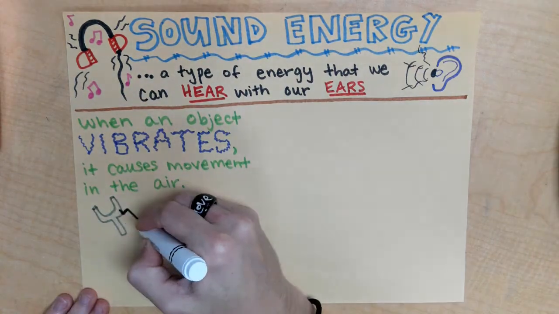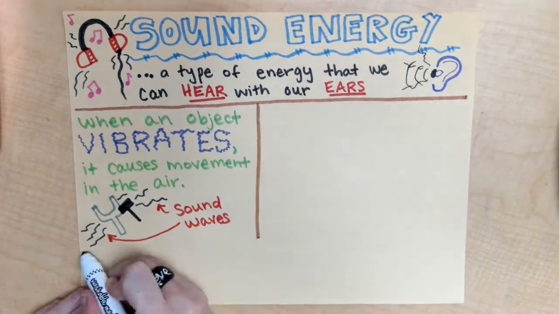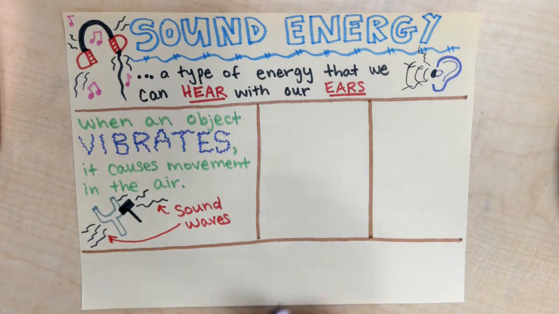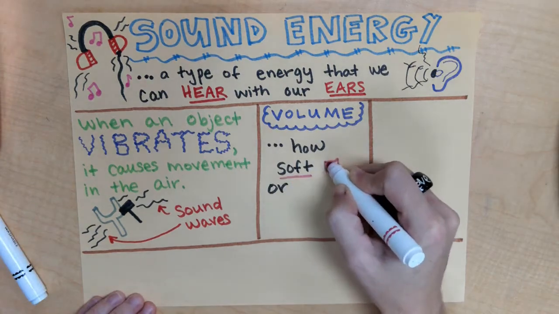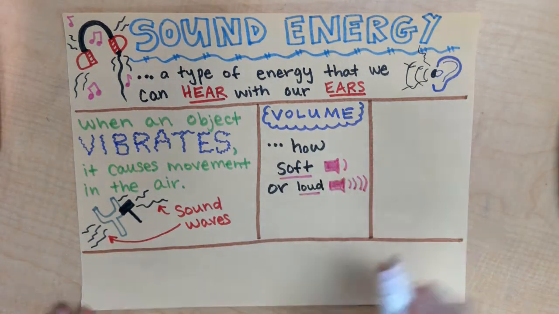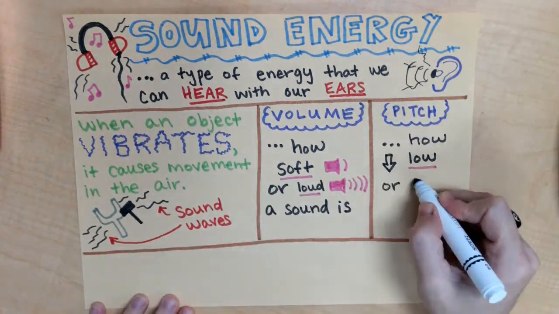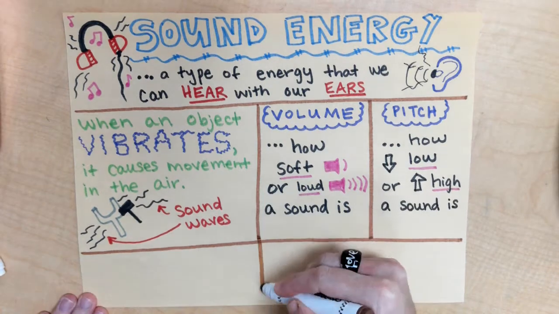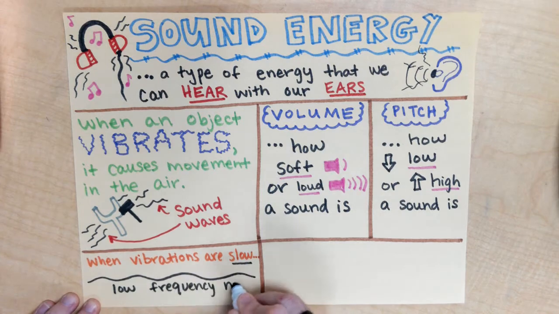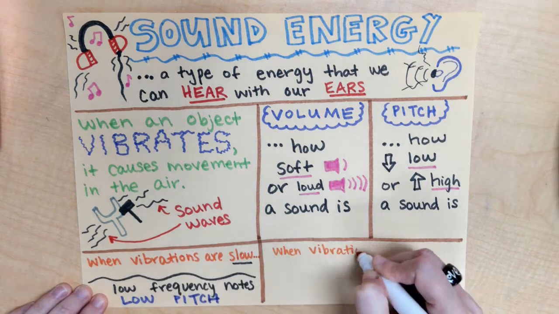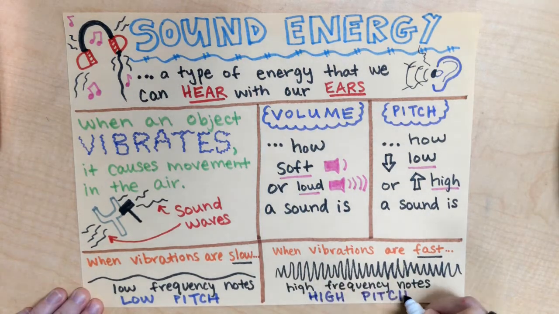and that's how we can hear sound. Now, when you talk about volume, that's either how soft or how loud a sound is. And with pitch, that either means how low or how high a sound sounds. And when sound energy happens, all those vibrations moving through the air, they can either go really slow, and that'll be a low pitch, or they can go really fast, and it'll be a high sounding pitch.